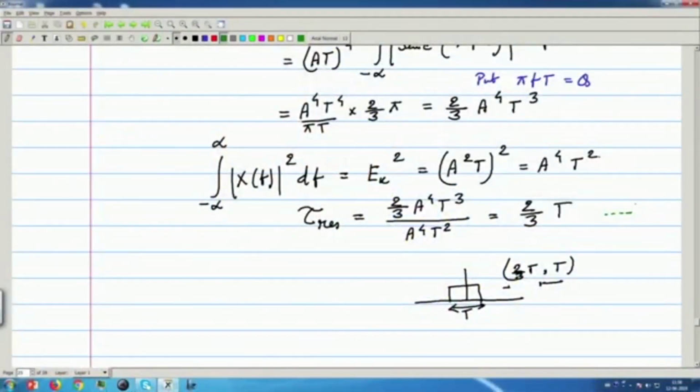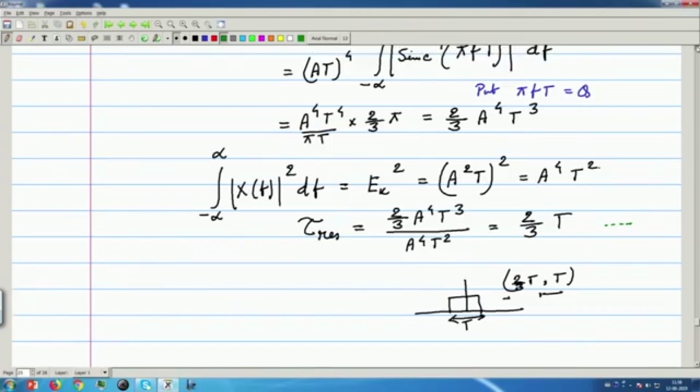Welcome to the NPTEL course on principles and techniques of modern radar systems. In the last class, we have seen the delay resolution constant. Today, we will see the Doppler resolution constant. Now, for a rectangular pulse, the delay resolution constant came out to be 2/3 T. Let us call that equation.